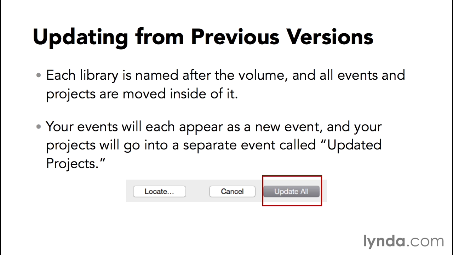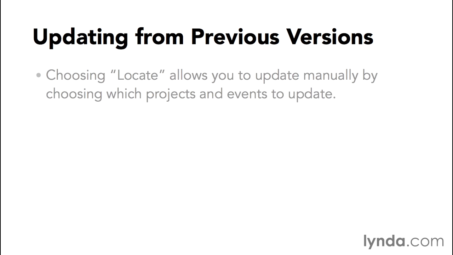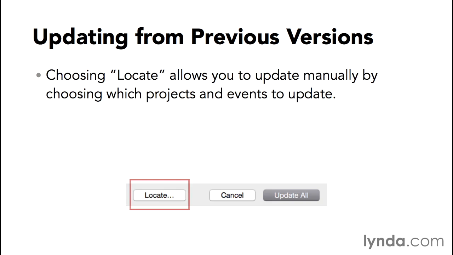So this option is the simplest option for sure, but it's kind of a catch-all. It'll bring everything forward, but depending on how you want to work, it might consolidate more than you want. So you can always move stuff around afterwards, and believe me, you definitely will have to do that. But you may also want to exercise a bit more discretion before performing an update. So in that case, you can update your projects and events manually by choosing Locate. And this lets you update manually by choosing which events and projects you want to update.